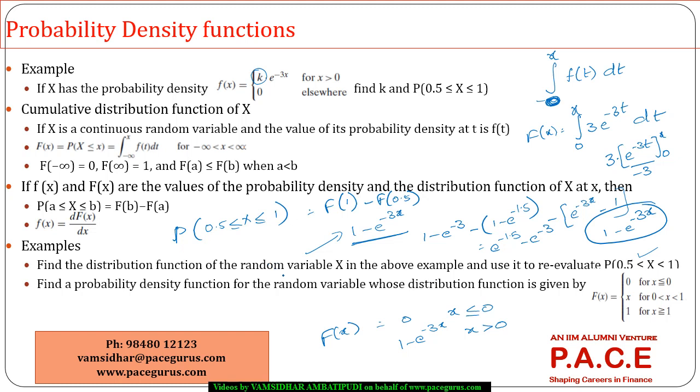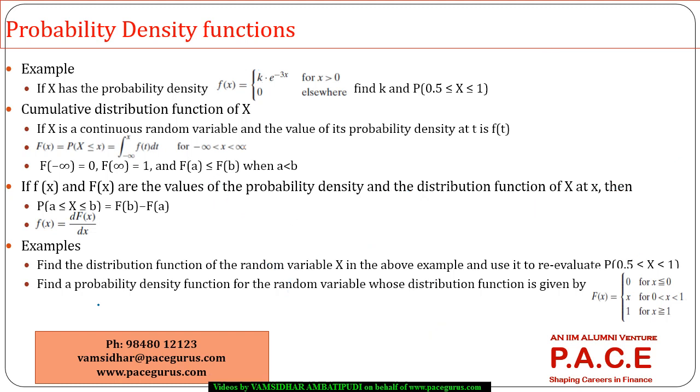Is this fine? Alright. Now let's look at one more example. Find a probability density function for the random variable whose distribution function is given like this. F of x is 0 for x less than or equal to 0, it is x between 0 and 1, and 1 for x greater than or equal to 1.